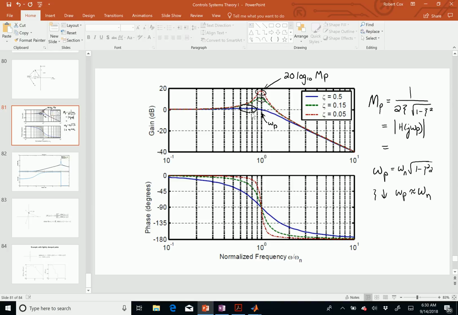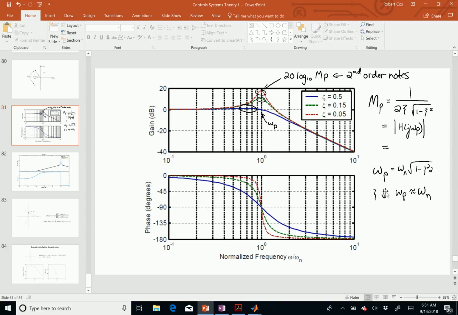Now what I showed here is I circled this guy here. It looks like he's peaking over here. What I see is that as zeta gets smaller and smaller, the peaking near omega n gets bigger and bigger. And the actual peak value here is 20 log 10 of this thing in the notes that I defined as MP. I did this in the second order notes. So in the second order notes, I had 1 over 2 zeta square root of 1 minus zeta squared. This is the actual peak value that occurs at a frequency we define omega p as the peak frequency.